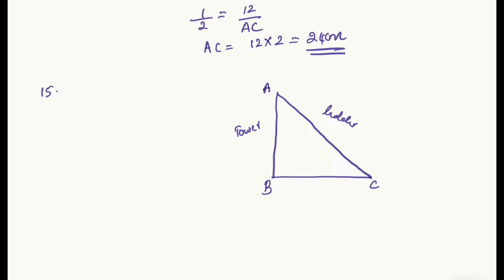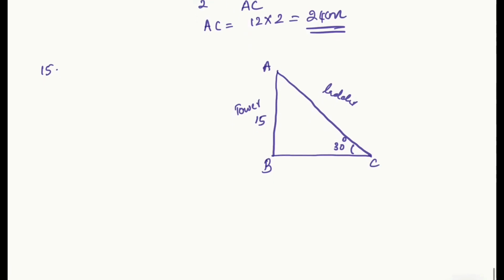The ladder is placed, makes an angle 30 degree with the ground. So it reaches up to a height of 15 meter of the tower. So this is 15 meters. So you need to find the length of the ladder. From the given question, if you can frame a figure like this, it's easy to do now. What is the length of the ladder here? AC. So you know this is 15 and this is 30 degree. So with these values you can use the trigonometric ratios to find the length of the ladder, right?